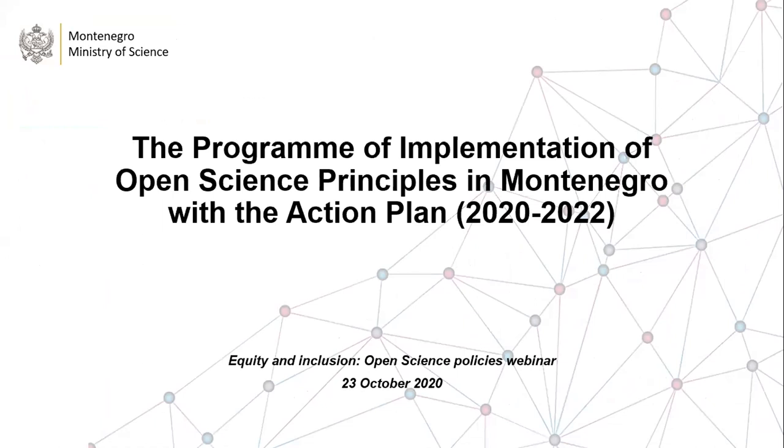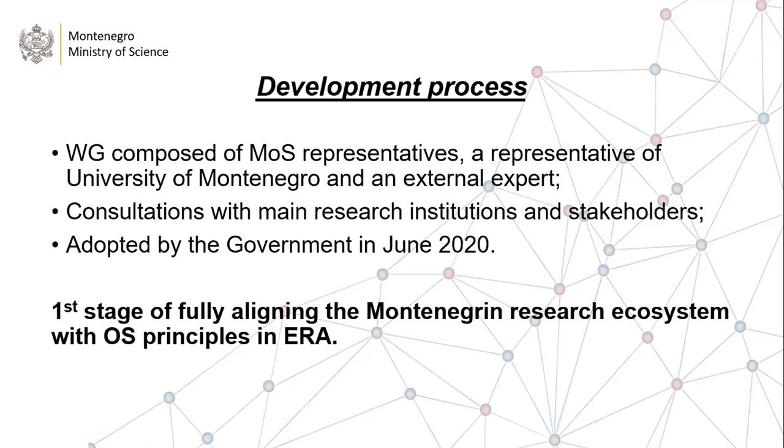I would like to start. The Program of Implementation of Open Science Principles is a strategic document that, among other things, defines the plan of our activities aimed at open science in the forthcoming two-year period. Firstly, I'd like to say a few words about the development process. The program was created by a working group composed of representatives of the Ministry of Science and a representative of the University of Montenegro, as we immediately saw the importance of involving a member of academia in the process. Also, we worked with an external expert whose knowledge and guidance were of particular importance for this entire process.